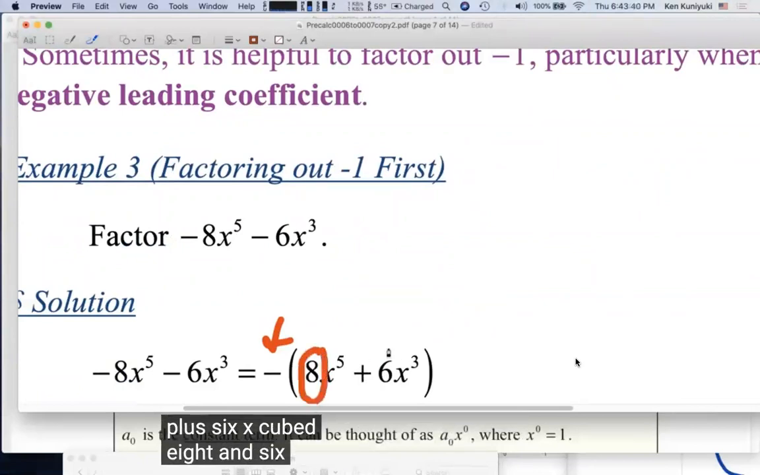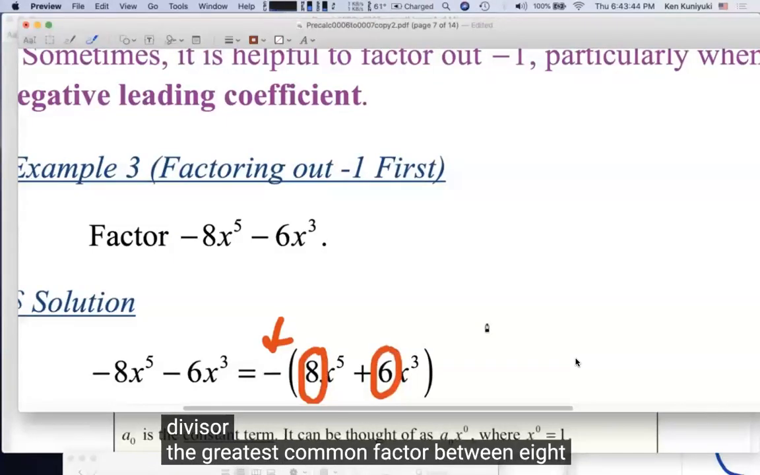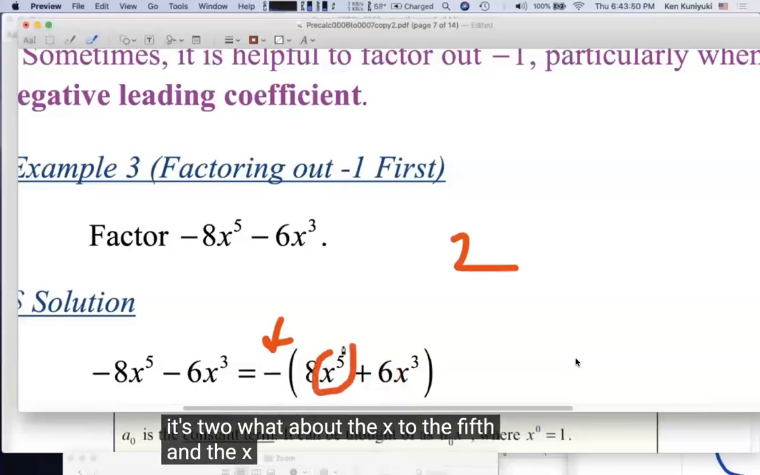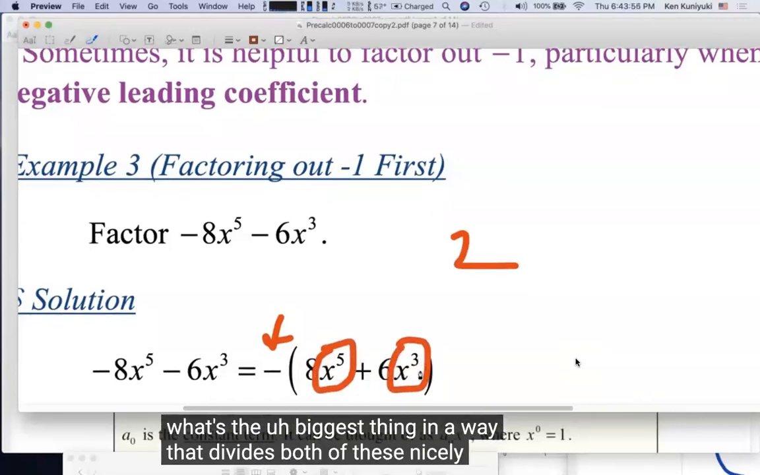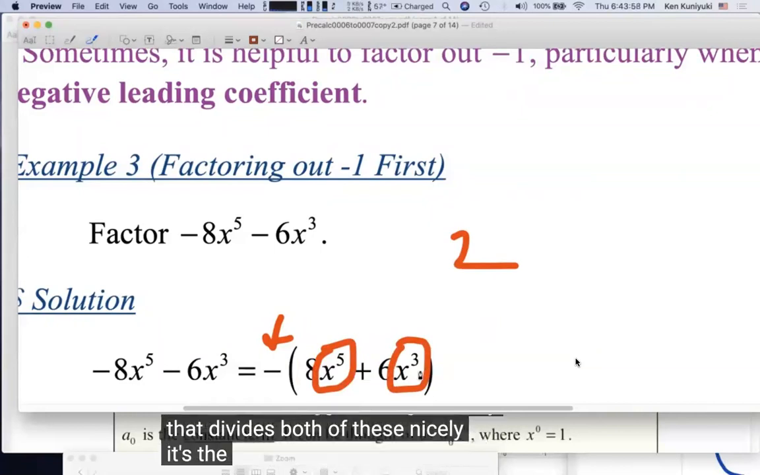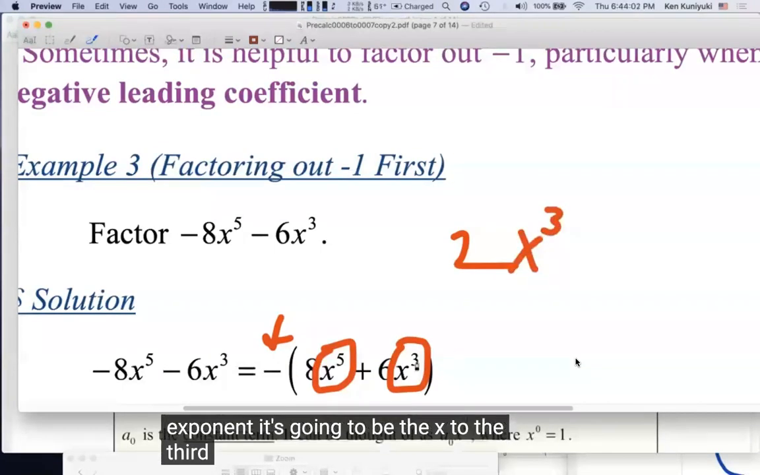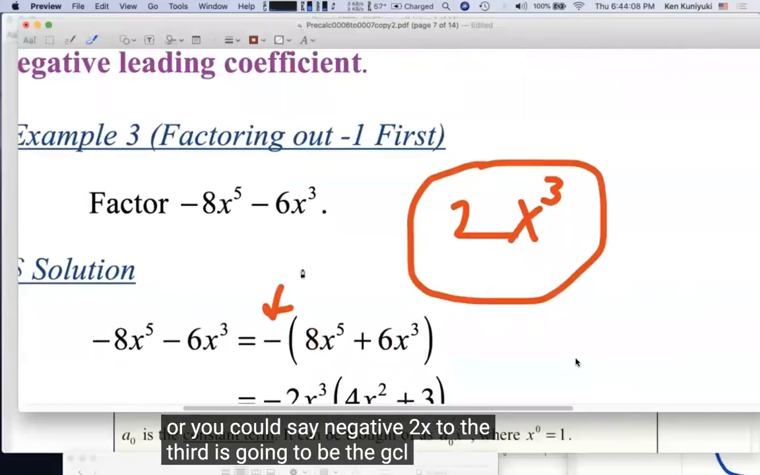8 and 6. What's the greatest common divisor? The greatest common factor between 8 and 6? It's 2. What about the x to the 5th and the x to the 3rd? We just did this. What's the biggest thing that divides both of these nicely? It's the power of x with the least exponent. It's going to be the x to the 3rd. So 2x to the 3rd, or you could say negative 2x to the 3rd, is going to be the GCF.